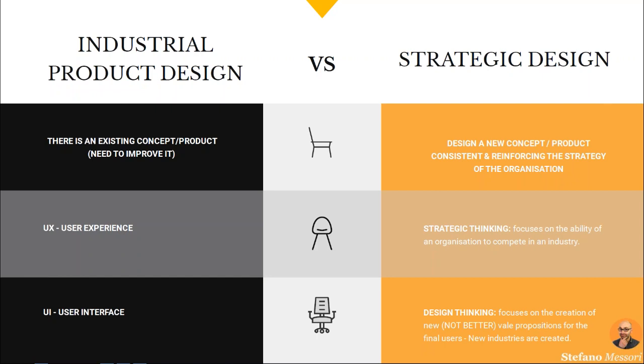When we need strategic design, it's because we don't have that basic concept or product that we had in industrial design. So we don't know exactly what problem the customer is experiencing. And obviously, if we ask the customer what their problem is, the definition will be the obvious one: I need a chair to sit in.